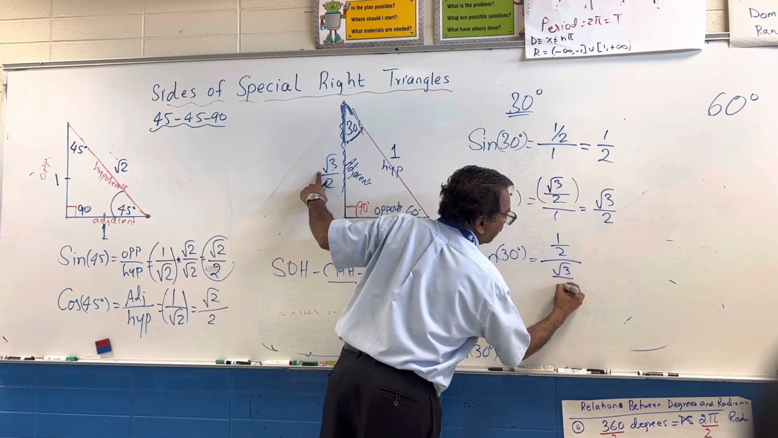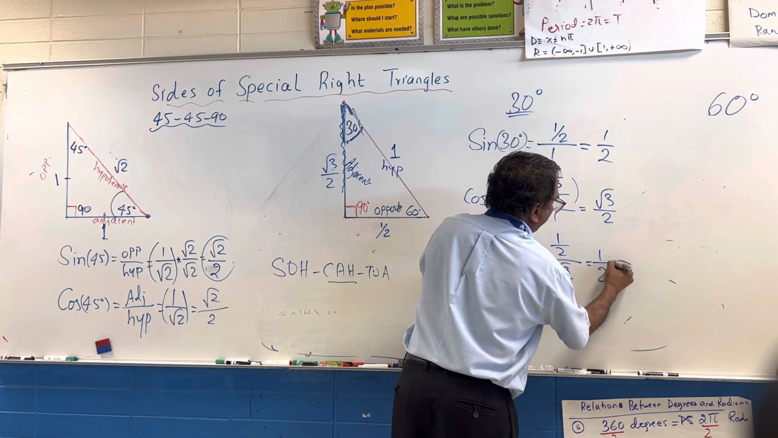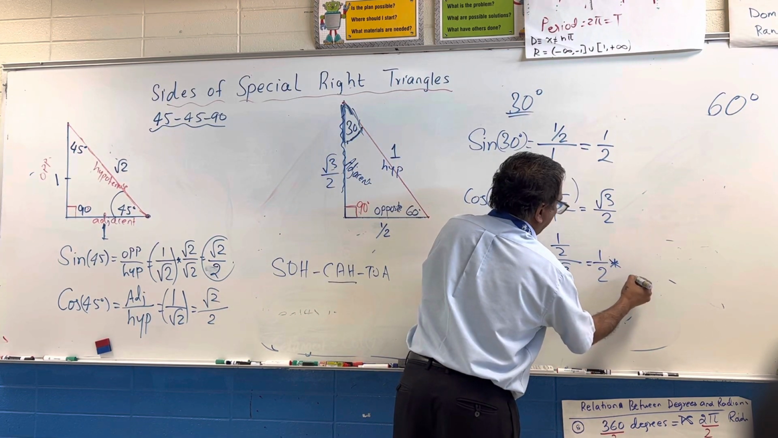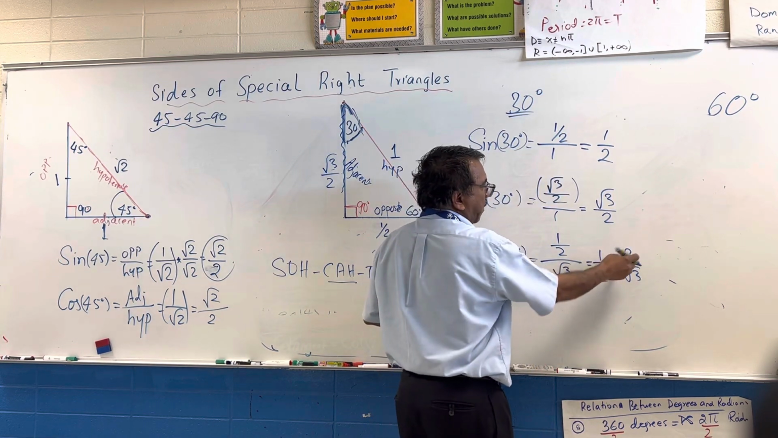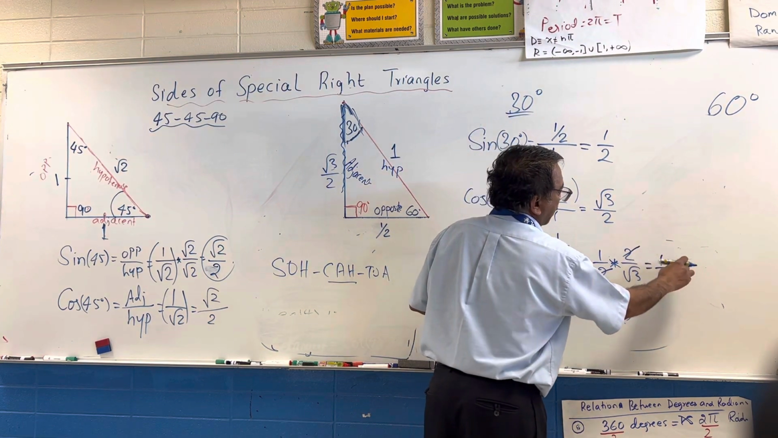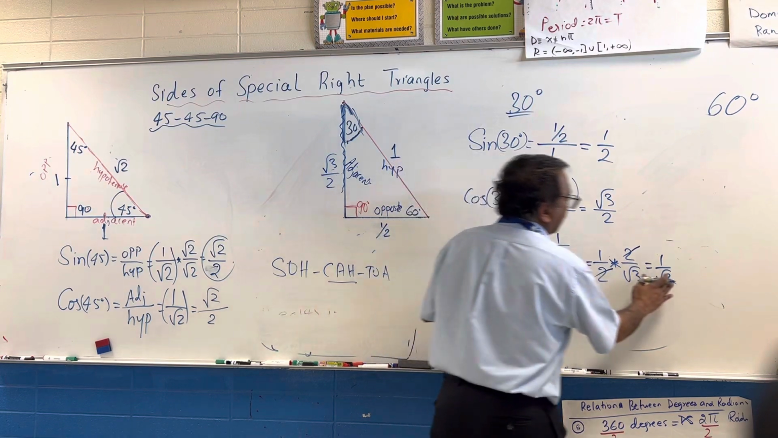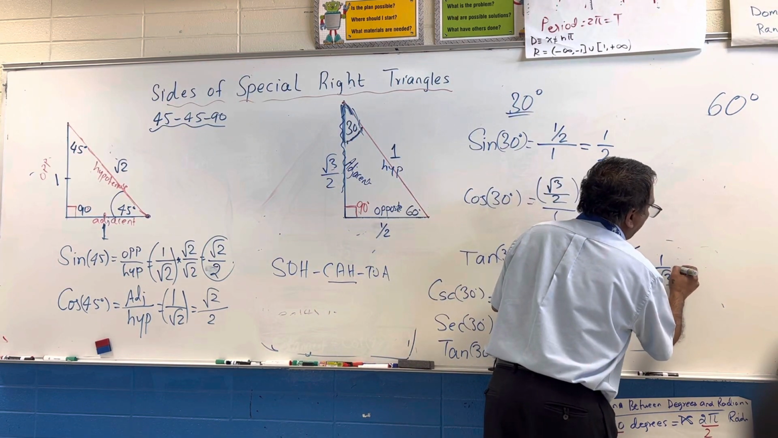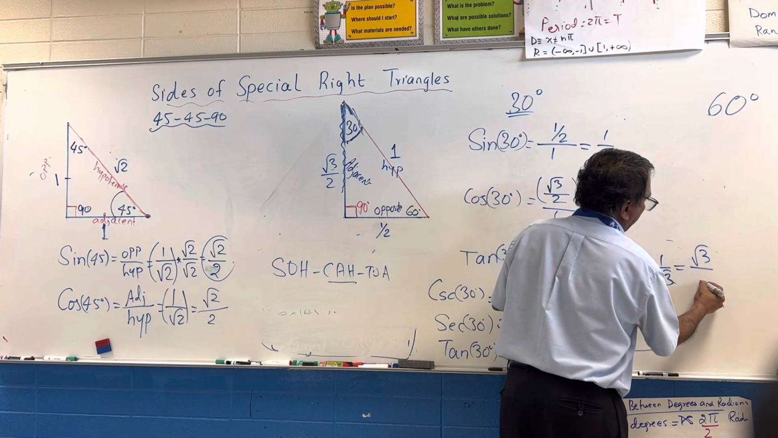Then you can use keep, change, flip. So that is half, change division to multiplication, and flip this. The 2 divided by 2 cancel, see this 2? So you get 1 over square root of 3. Multiplying by root 3, we can remember directly, this is square root of 3 divided by 3.